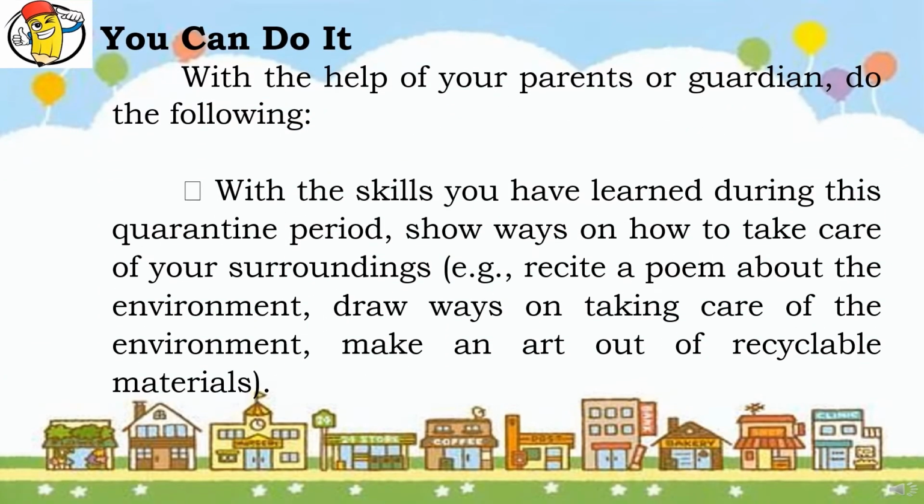Now for the You Can Do It activity. With the help of your parents or guardian, do the following. With the skills you have learned during this quarantine period, show ways on how to take care of your surroundings. Like, recite a poem about the environment, draw ways on taking care of the environment, make an art out of recyclable materials.